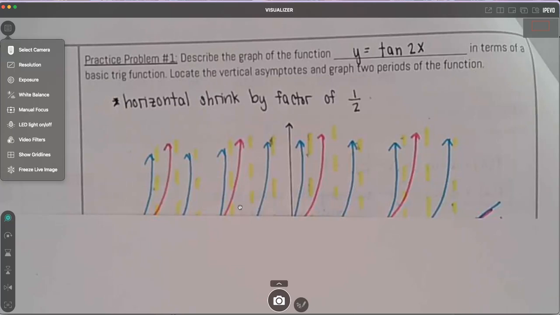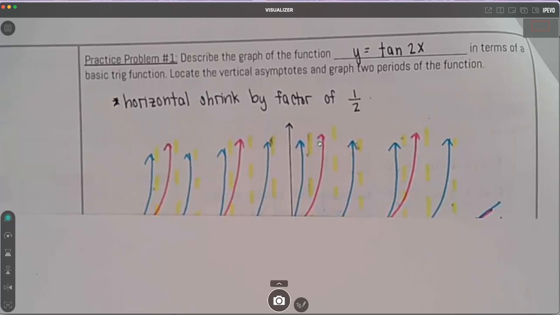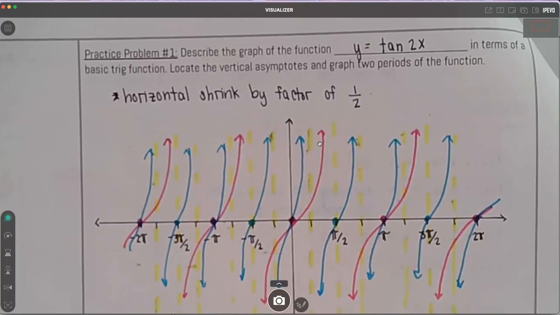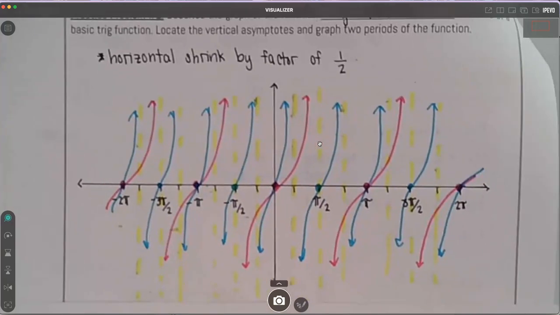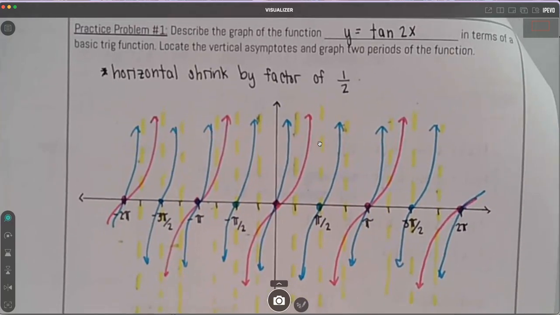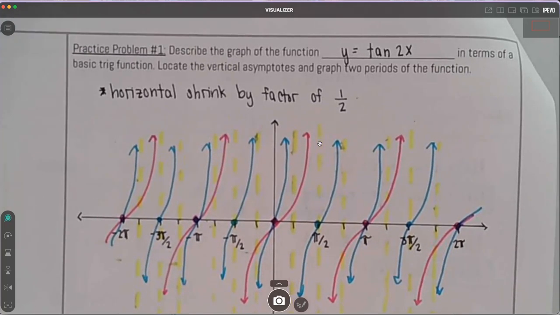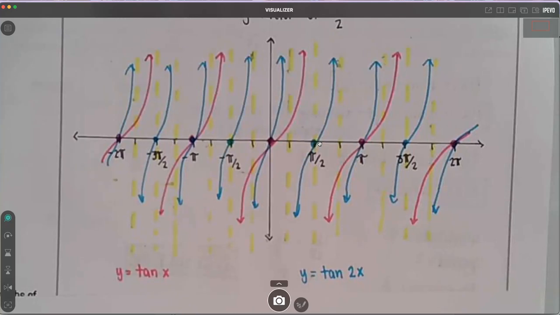So this one has a horizontal shrink by a factor of 1/2. So if you have fractions, you should end up with shrinks. You know what? I'm realizing I misspoke when I critiqued your last answer. Sorry. Because if it's a fraction, you do call it a shrink. If it's a stretch, it would be a whole number. Sorry. Completely nixed what I said earlier. And here would be the answer. So in this case, because it's a horizontal shrink, the graph is happening in double time. So the pink is tangent, and the blue is tangent of 2x.